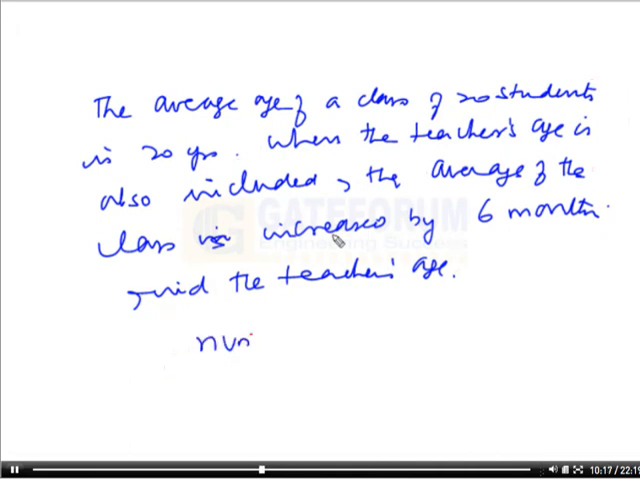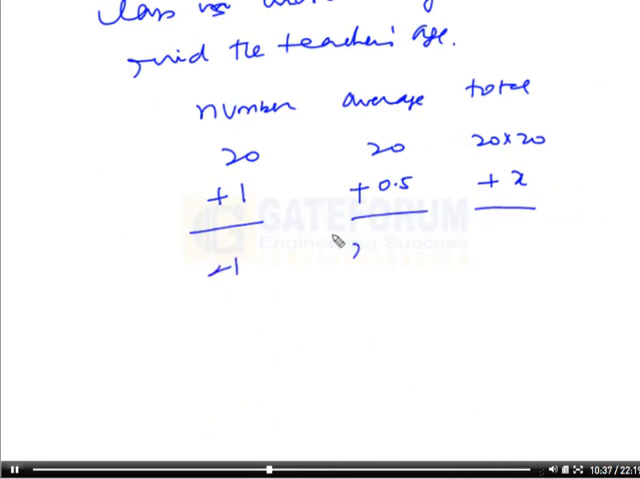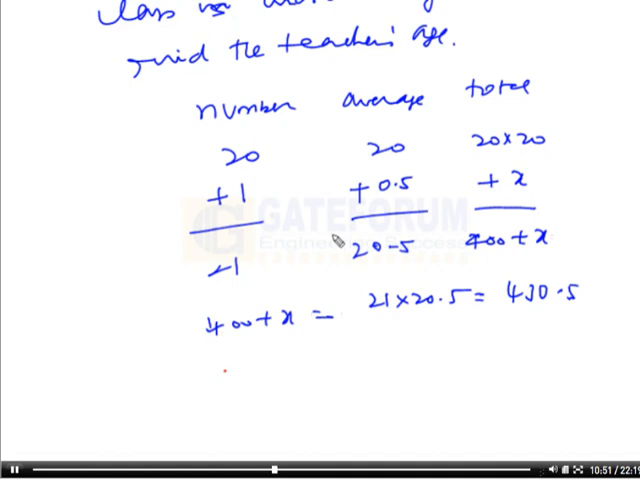So let us do this conversion method. Number, average and total. 20 students, average 20, total is 20 into 20. One more number added. Number added we don't know, but the increase is 6 months, that is 0.5, since 6 by 12 is half. So for 21 items, 20.5 is the new average and 400 plus x is the total. So 400 plus x is equal to 21 into 20.5, which gives you 430.5. So the teacher's age is 30 and a half years.